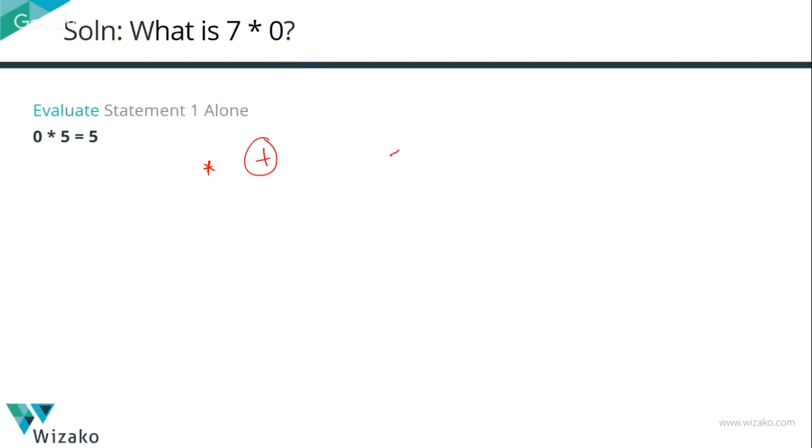What will be 7 star 0? 7 star 0 is equal to 7 plus 0, which is equal to 7. So statement 1 is sufficient. Answer is going to be either A or D. Right? This is the easier part. Done. Dusted. Most of you would have got it right. Now let's look at statement 2.